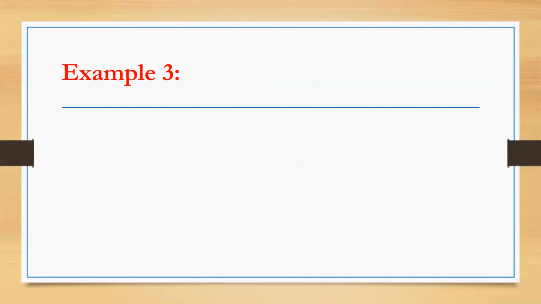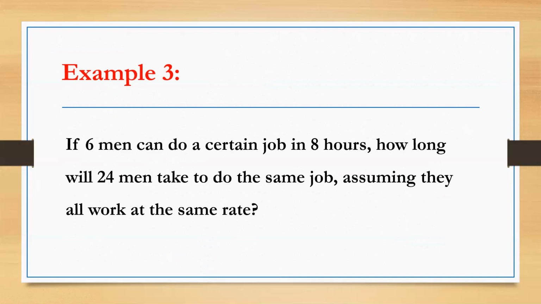Let us now consider example 3. This one is slightly different. I'm sure you will remember that in lower grades, you had covered the chapter proportion. We had direct proportion and inverse proportion. So inverse variation is same as inverse proportion. If 6 men can do a certain job in 8 hours, how long will 24 men take to do the same job, assuming they all work at the same rate?